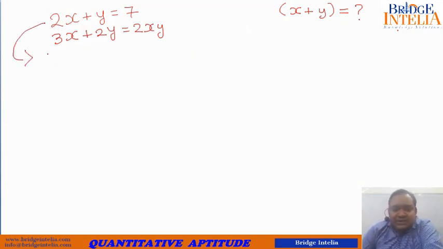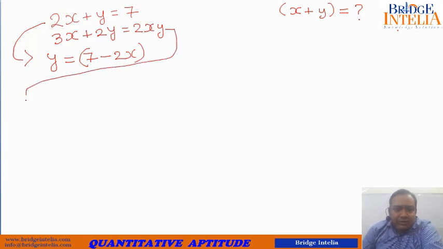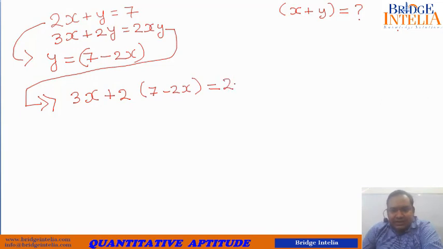From the first equation it can be concluded that y can be written as 7 minus 2x. Now I will put this value of y in the second equation. So 3x plus 2 into y, where y can be written as 7 minus 2x, must be equal to 2xy, so 2 into x into y, where y can again be written as 7 minus 2x.